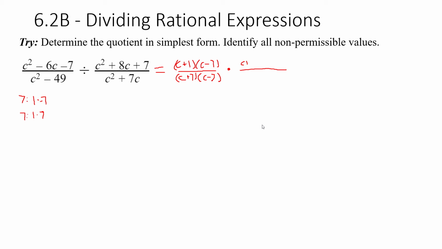And doing it again, it goes in the denominator. So c plus 1 times c plus 7. And the last one there, we can pull a factor of c out of these two terms. If we pull a factor of c out, we would be left with c plus 7.